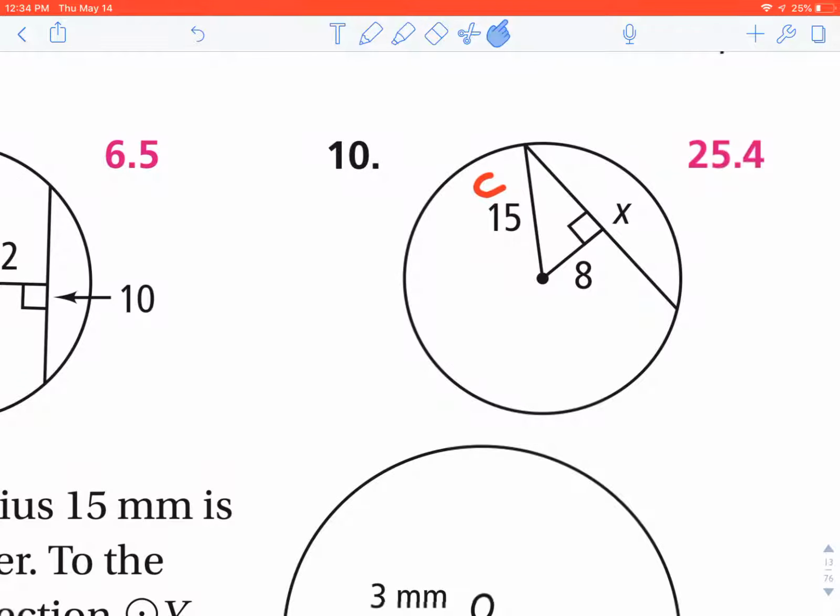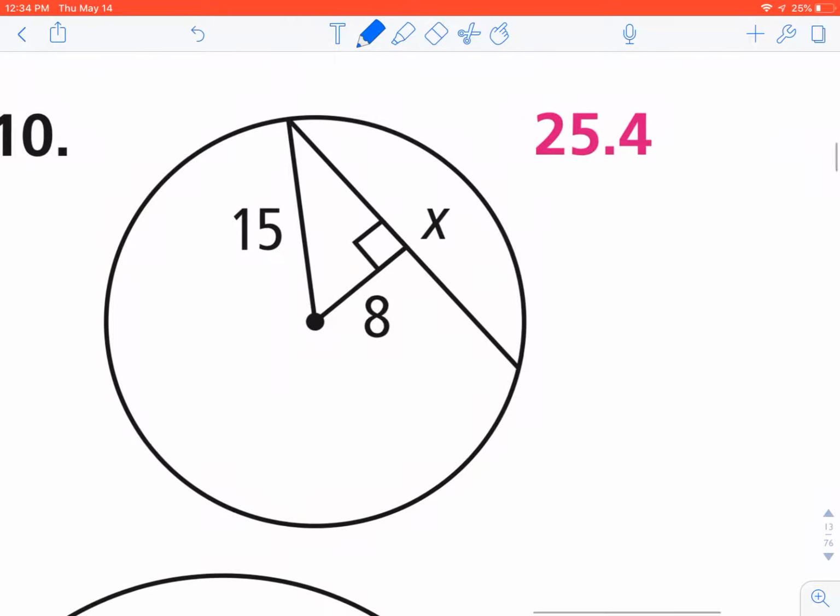I'm going to be working on homework 12-2 form G, and I'm going to do problems numbers 10, 14, 15, and 16. All right, so let's start with number 10. On number 10, they're asking for the length of a chord. X is the length of the whole chord.